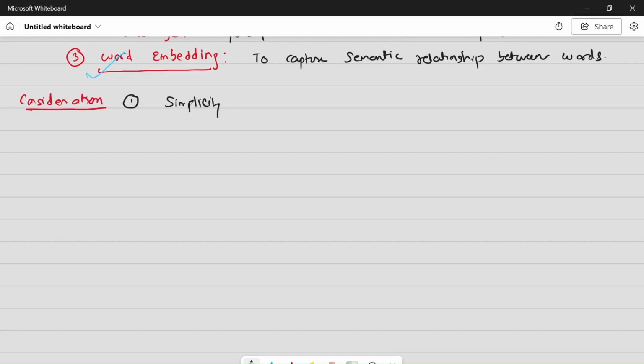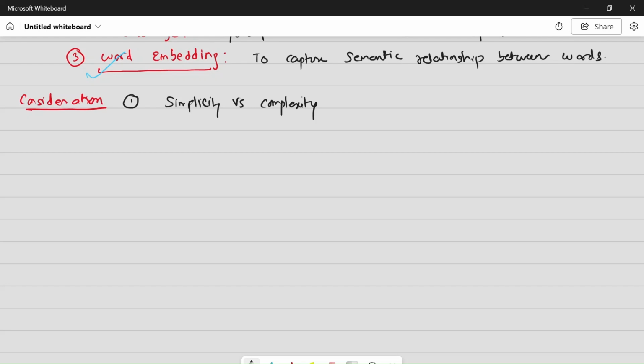Simplicity versus complexity. Meaning, bag of words and TF-IDF are relatively simple and interpretable. Whether it is good or not for our current task, based on that we will use the bag of words. If your text is very small, your data is very small and not very complex, it's easy to go ahead with the bag of words and the TF-IDF.